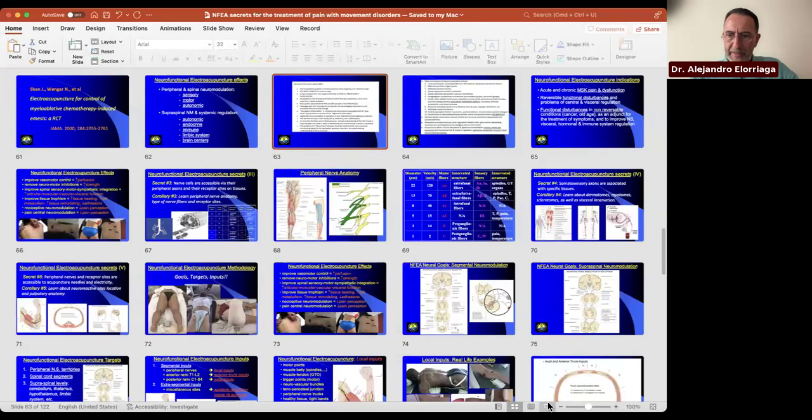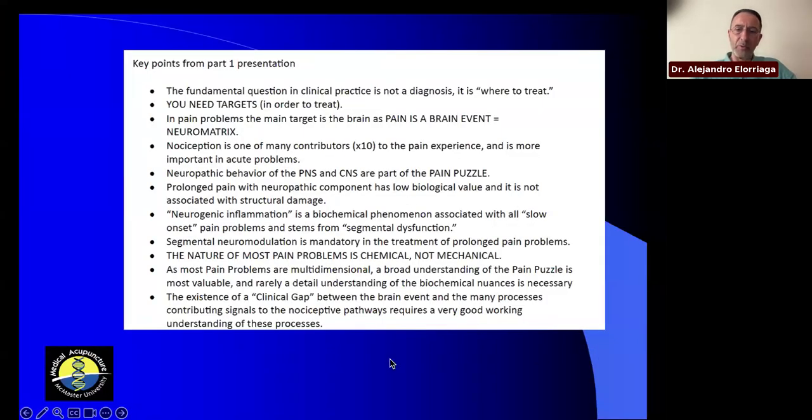I like to start, as I always do in my own practice, with a summary of what we did last time. Key ideas in part one, including the fundamental question in clinical practice, which is not the diagnosis, surprisingly, but the where to treat. In order to treat, we need targets. And the pursuit of the target, the best selection of the best target, is the goal of all this process.